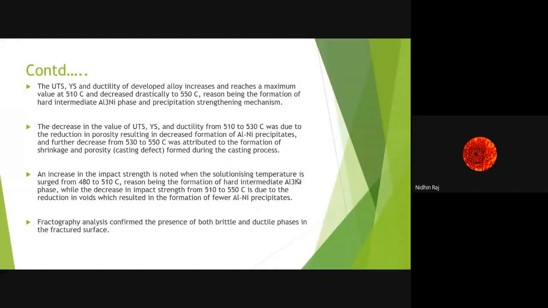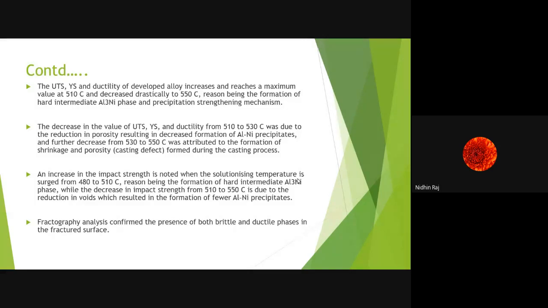Once again, the impact strength study showed that when the solutionizing temperature was increased from 480 to 510, the impact strength also increased. The reason was the formation of the intermediate phase Al3Ni here also, while the decrease in impact strength from 510 to 550 degrees Celsius was due to the reduction in voids, which resulted in the formation of fewer aluminum nickel precipitates.